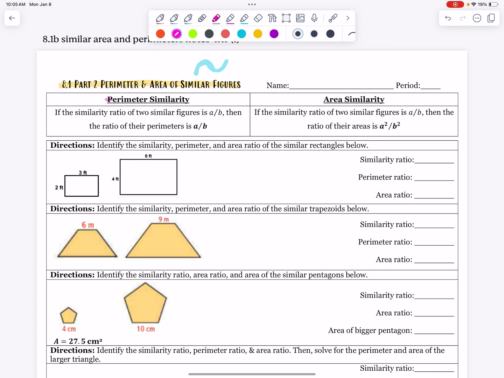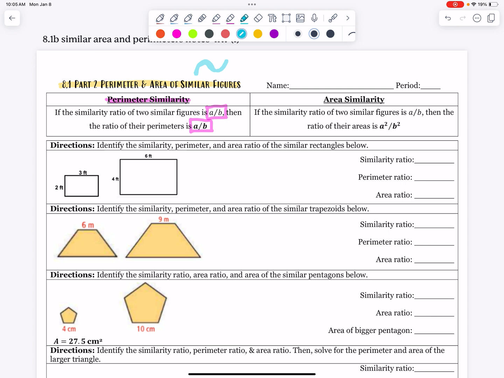So what is perimeter similarity? It says if the similarity ratio of two figures is A over B or A to B, then the ratio of their perimeters is also A to B. So if you think that through, that makes sense. Like if this side length is 3 feet, the perimeter when you go around this shape is going to be a certain number of feet as well. So those are in the same units. So that's a really easy way to remember that those ratios are going to be the same.